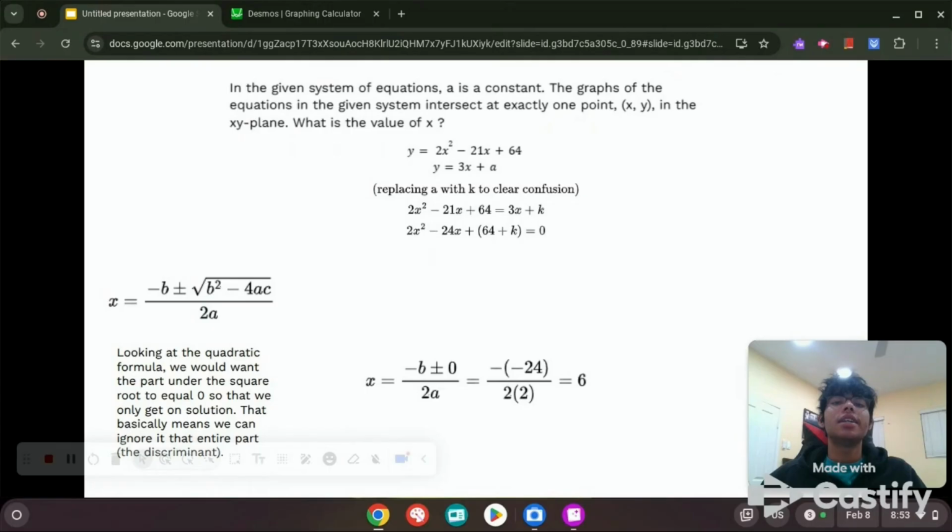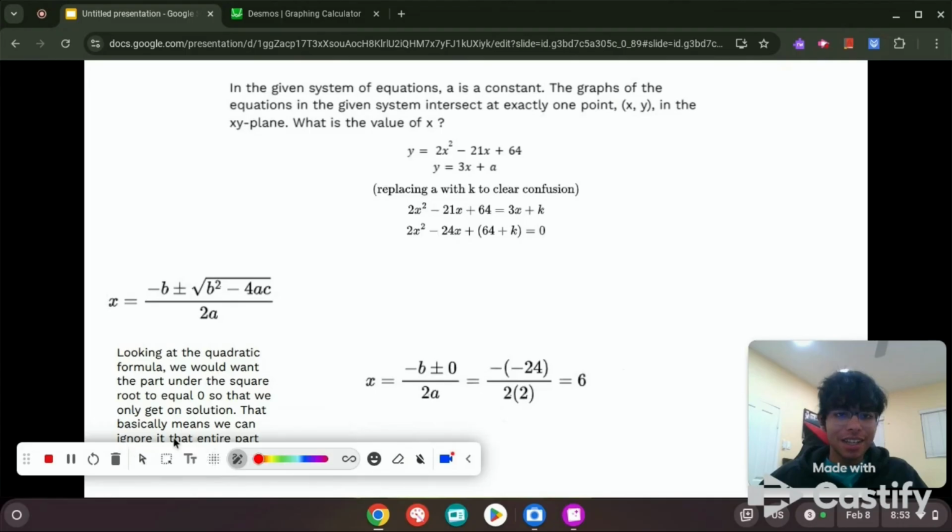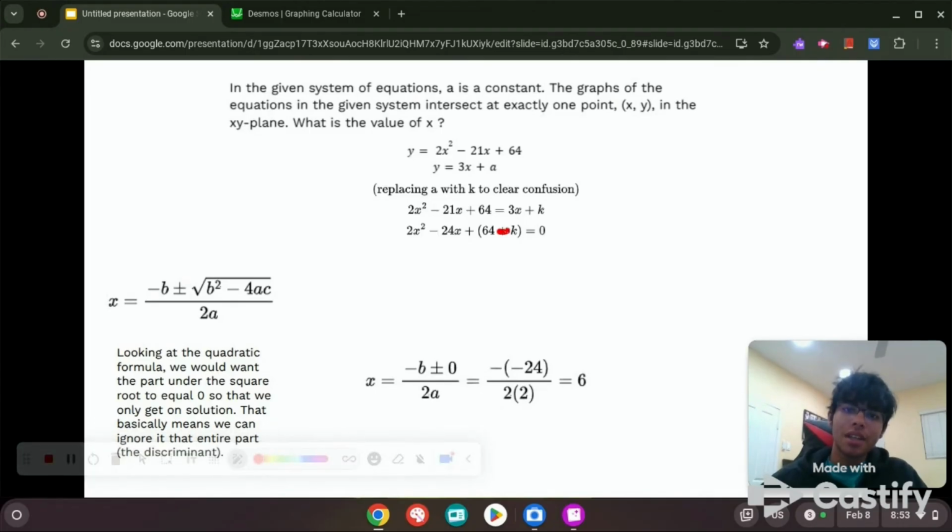So what we want to do here is set these 2 equations equal to each other because that's where they're going to intersect. Oh yeah, and there's a small mistake on this in the next question. This is supposed to be a minus sign right there. So 2x squared minus 21x plus 64 is equal to 3x plus k. If we move everything on the right hand side to the left, so we get a positive x squared and one side equal to 0, we have 2x squared minus 24x plus 64 minus k, not plus, sorry about that, is equal to 0.